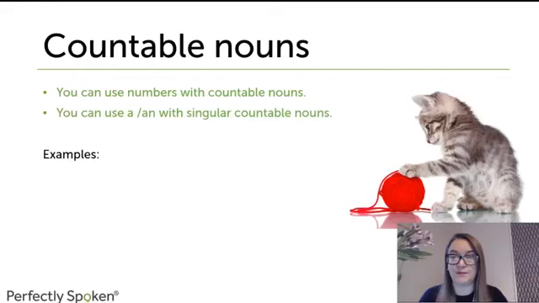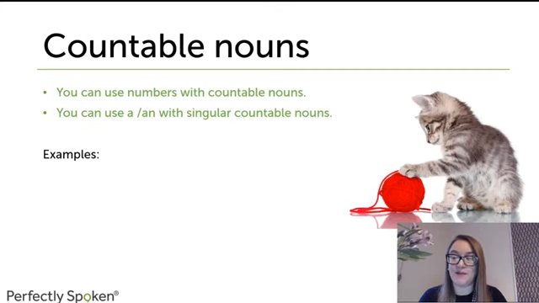Okay, so let's start with refreshing our memory and reviewing what makes a noun countable. So, countable nouns. Well, you can use numbers with countable nouns and you can use a or an with singular countable nouns because these are things that we can count. We can see them as individual objects, items, and we can count them. I'm asking you if you can think of any examples. I've given you a clue, as always, with the image, but can you think of, just give me 3 examples of countable nouns.